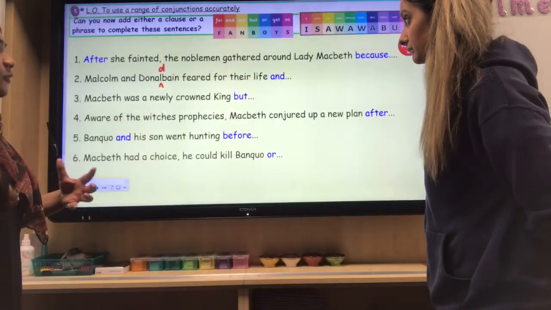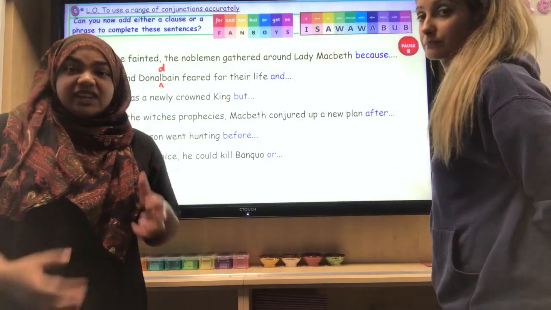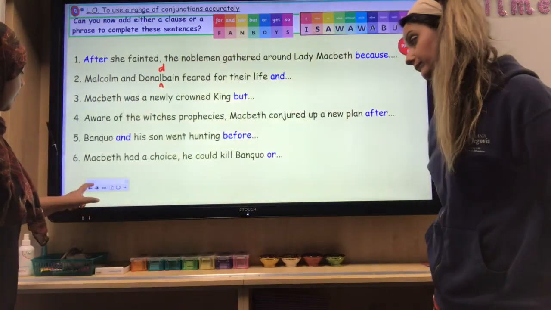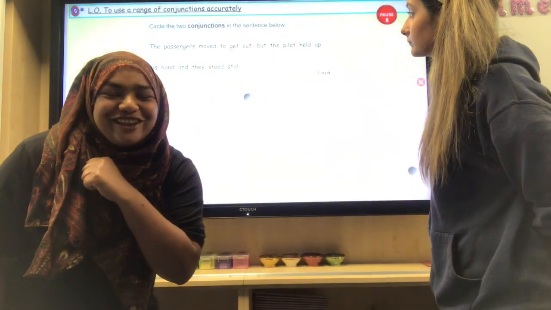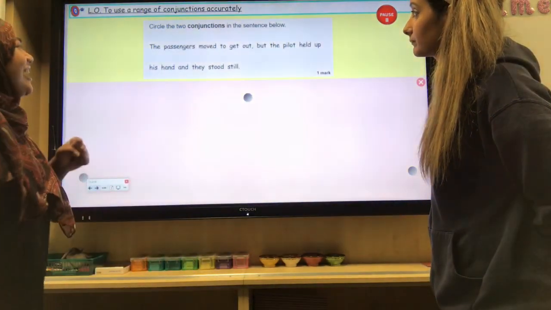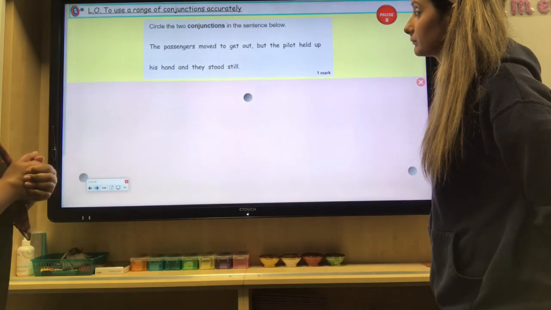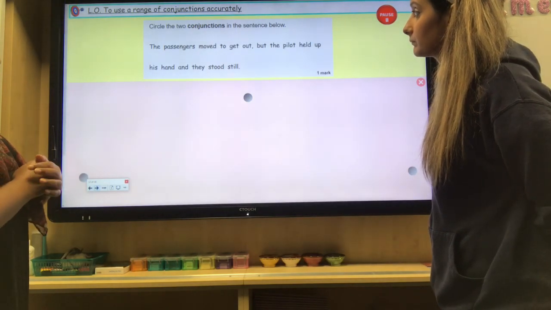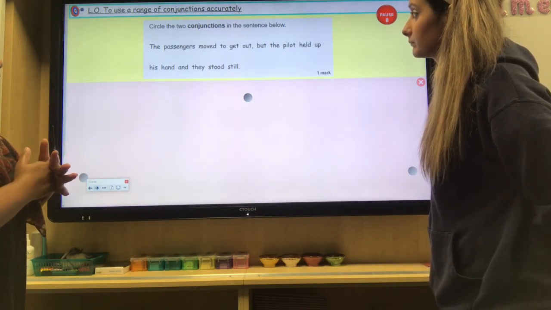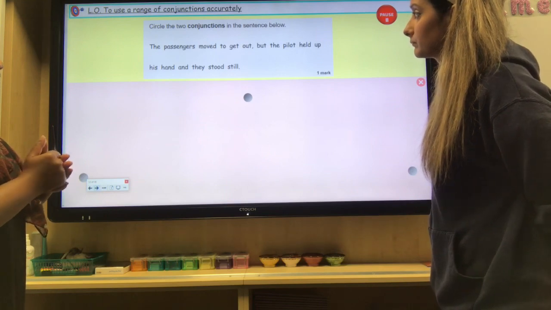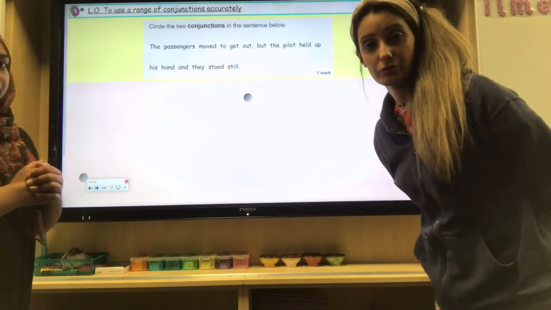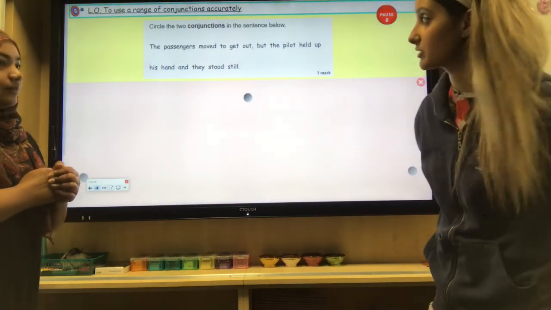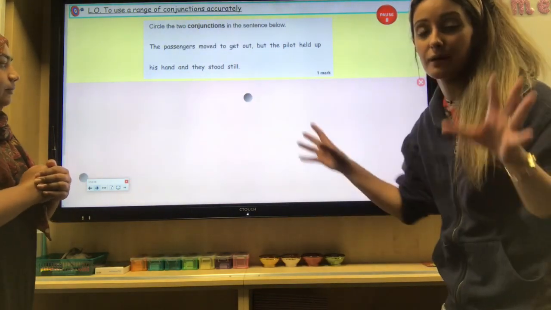Boys and girls, hopefully you've understood a lot about conjunctions and it was a nice little recap. I'm going to show you the activities now, so just have a listen. But before I do that, we'll just go through two past SATs questions. So question number 1 says the following. Circle the two conjunctions in the sentence below. The passengers moved to get out, but the pilot held up his hand and they stood still. They also don't tell you here whether it's fanboys or coordinating or subordinating conjunctions. It just gives you the general term conjunctions.